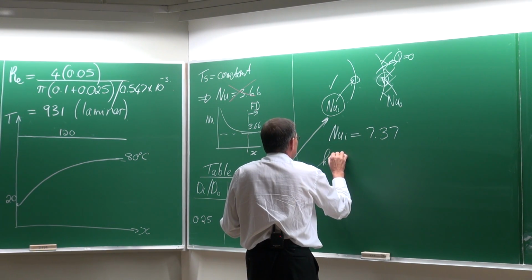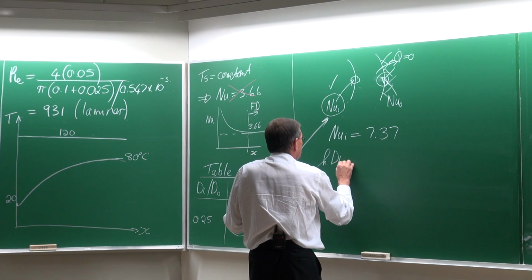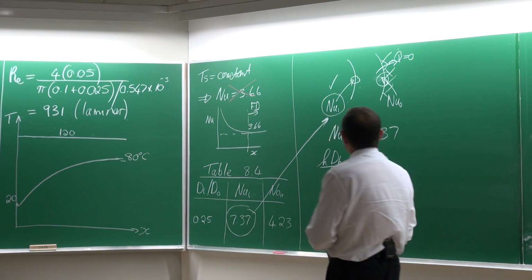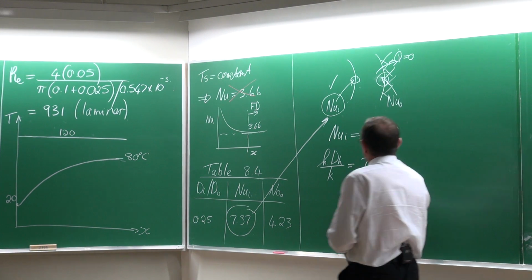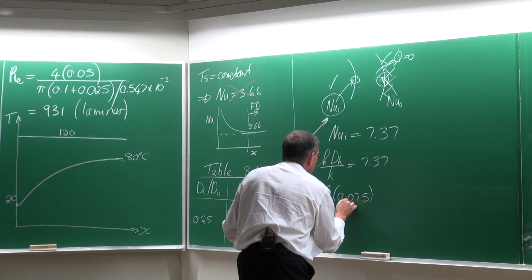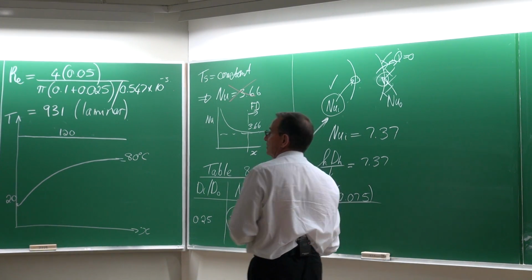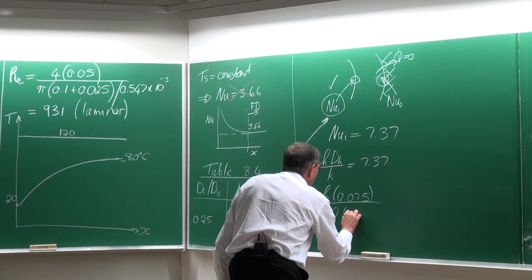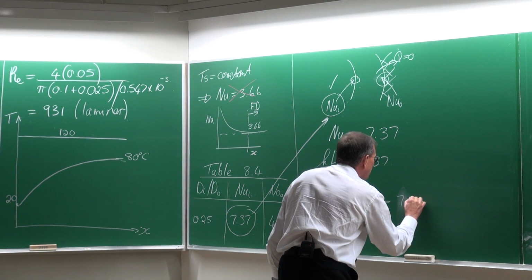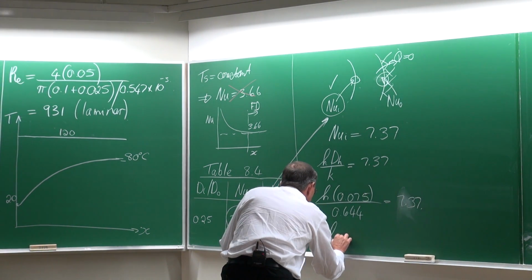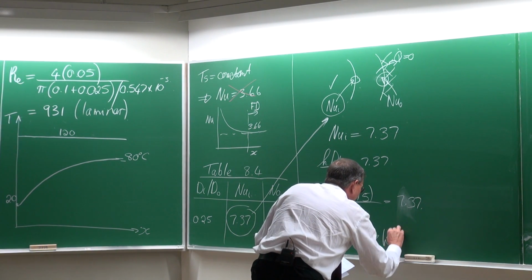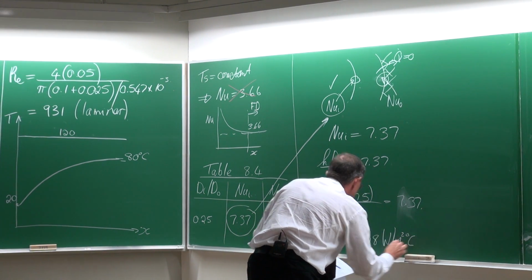Nusselt number is equal to the heat transfer coefficient multiplied by the hydraulic diameter divided by k, which is equal to 7.37. We would like to determine the heat transfer coefficient. The hydraulic diameter is 75 millimeters, divided by the thermal conductivity, which is 0.644. It's equal to 7.37. From this we can calculate the heat transfer coefficient as 63.28 watts per square meter degree Celsius.